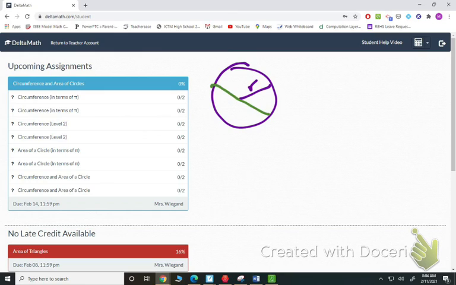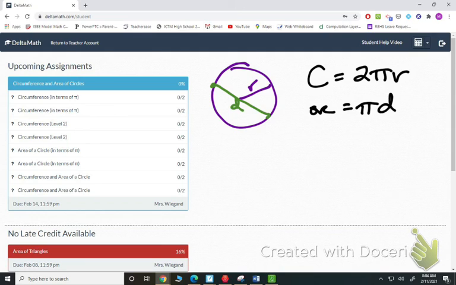A radius goes from the center. So the green one will be the diameter. Again, the radius goes from the center to a point on the circle. The diameter has endpoints on the circle, but it goes through the center of the circle. If we start with the formula for circumference, circumference is either 2 pi times the radius or it's pi times diameter. And the reason we have two options is because two radii together give me the diameter.